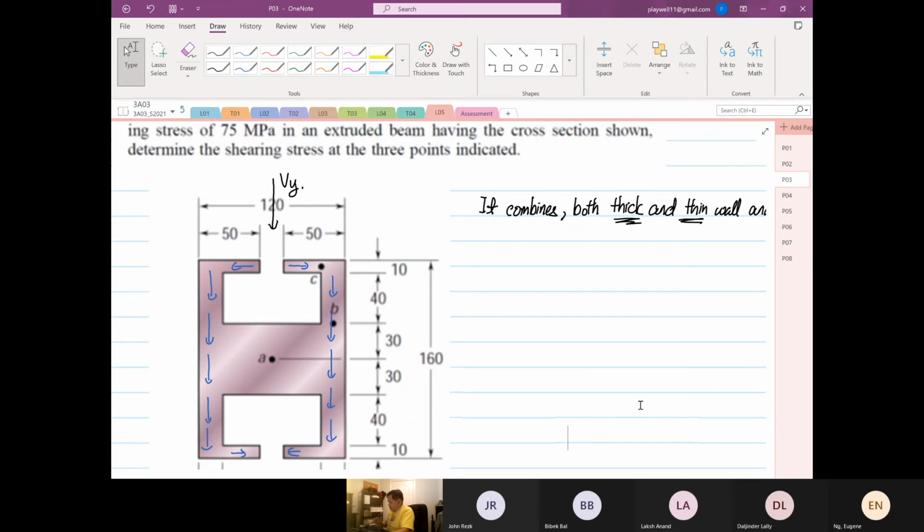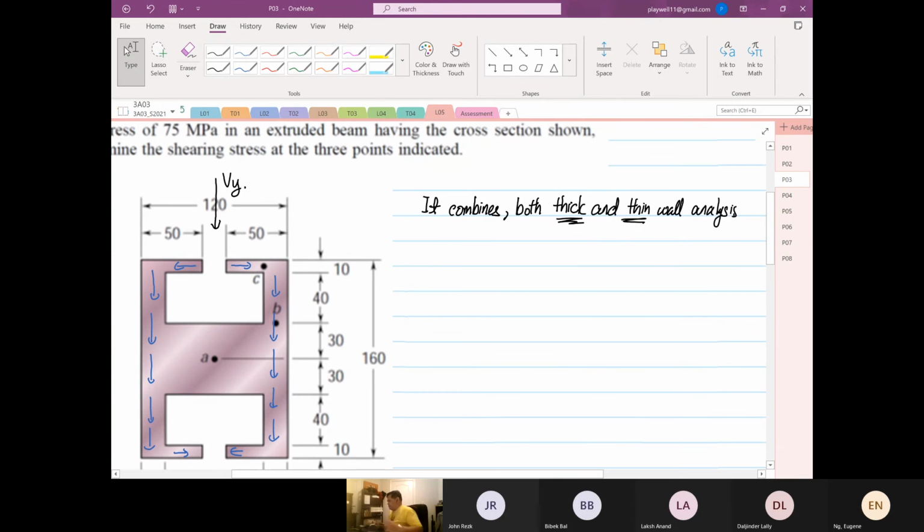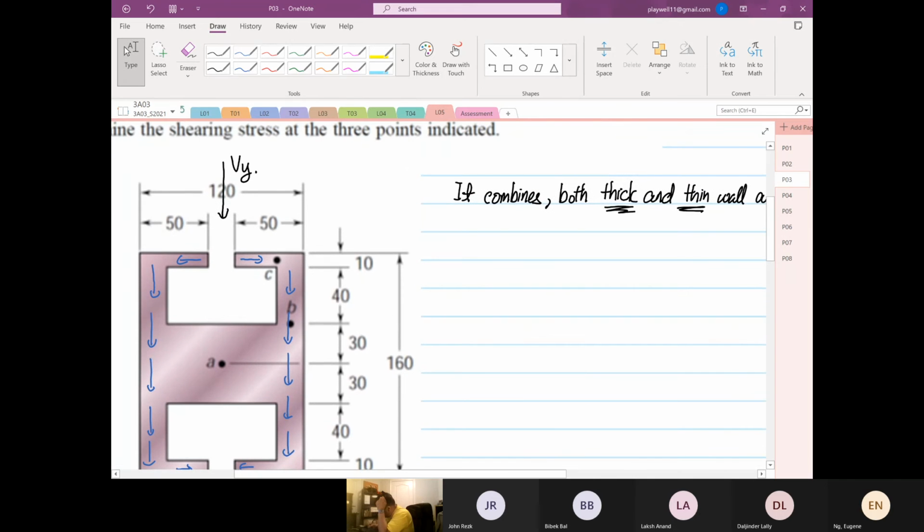Okay, so this question, as I said, it combines both thick and thin wall analysis. Let me verify what I've just said. For point B and point C, it uses thin wall, hold on, wide flange analysis, not box beam. Why not box beam?